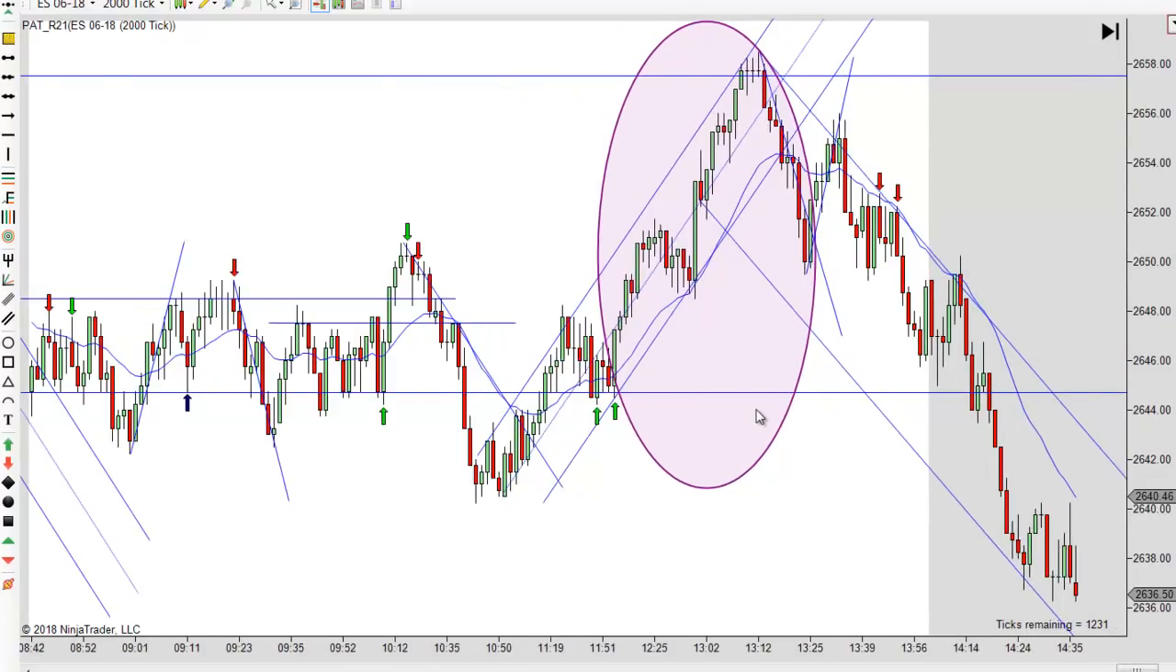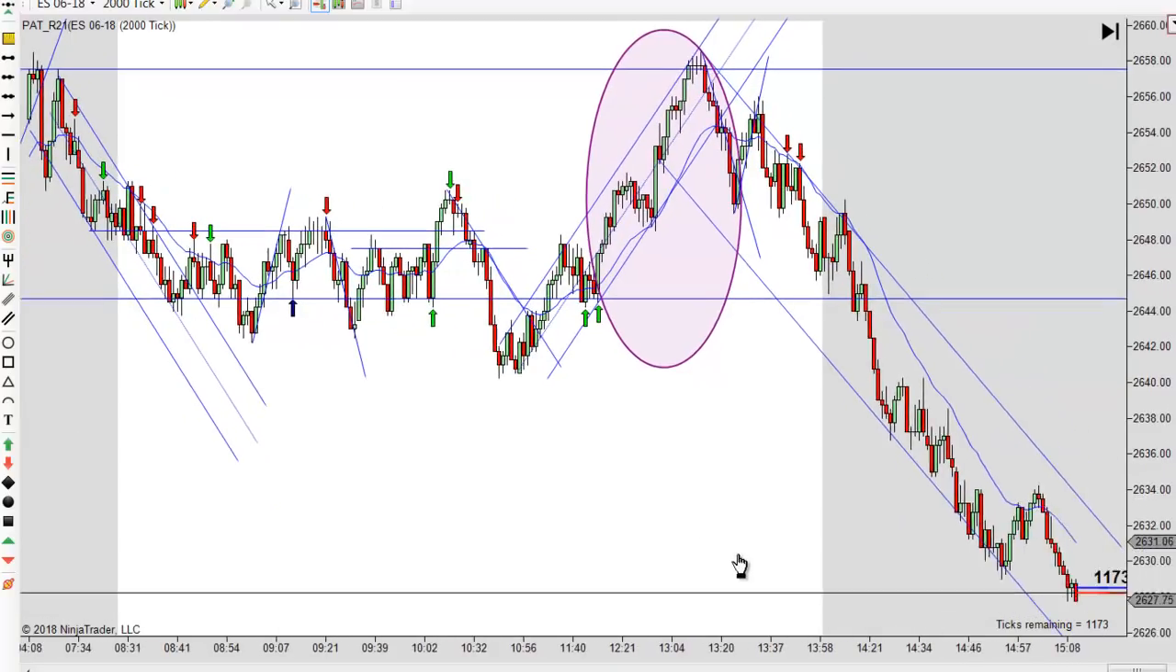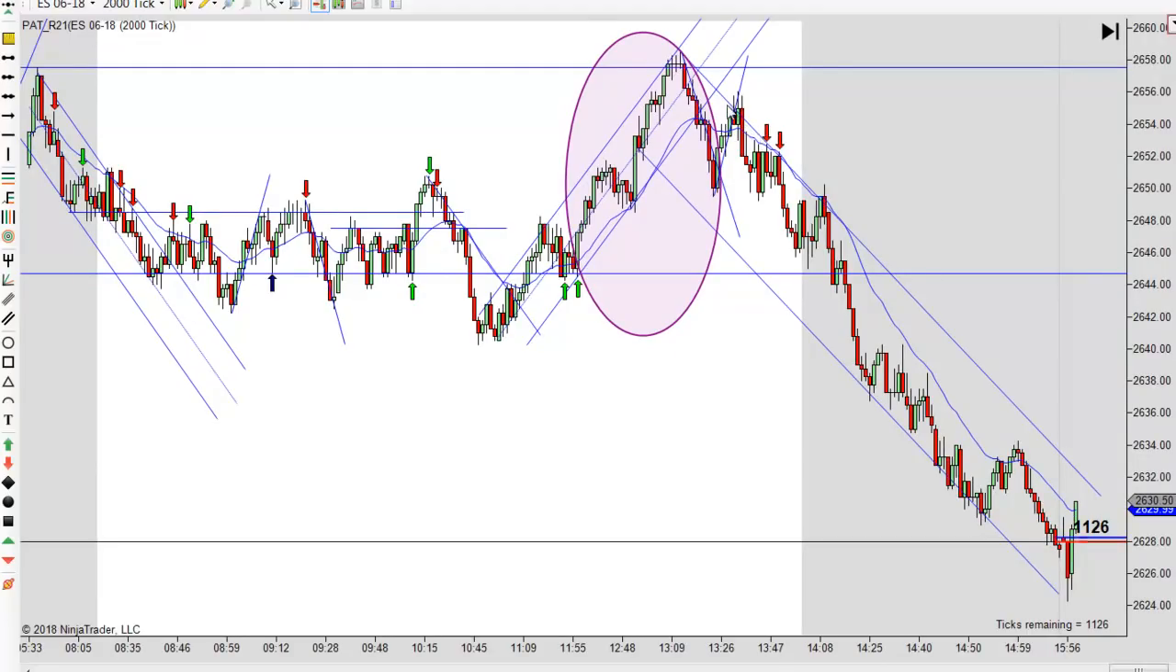But it wasn't a bad day. It got a little tricky right in here. It was fairly straightforward to about here, and then it got a little tricky in here. You had to kind of play the range, and so you just had to kind of sit tight, and then you had a couple of nice trades late in the afternoon.